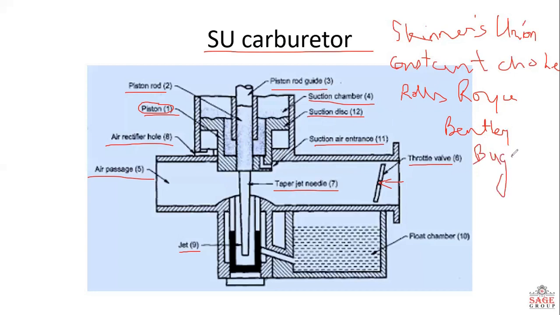So here we complete all three different carburetors. Solex is the most efficient one and most commonly used. Then we have Carter, which is basically used in Jeeps and SUVs, and the final one was SU, which is used in some high-end and highly priced vehicles.